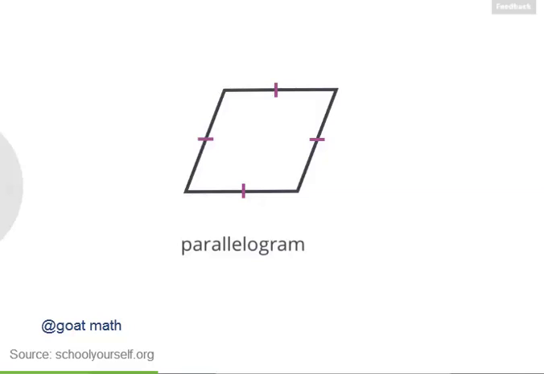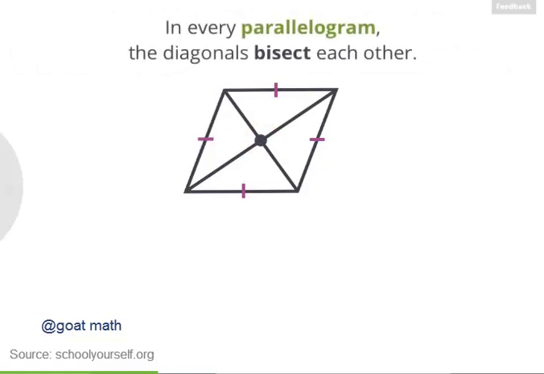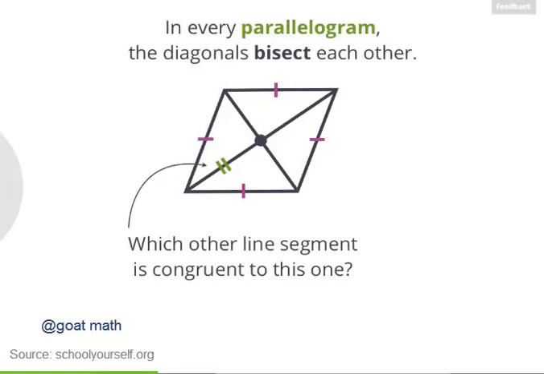Now in this lesson, we'll be looking at the diagonals of a rhombus, so let's go ahead and draw in the two diagonals. Here's where the diagonals intersect, and in every parallelogram, like this rhombus here, the diagonals bisect each other. Let's label this line segment here with 2 hashes. So which other line segment is congruent to this one? And if you're not sure, click down here to review what it means to say that a parallelogram's diagonals bisect each other.